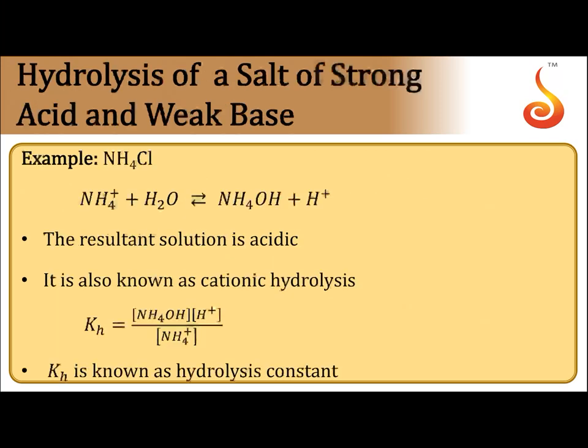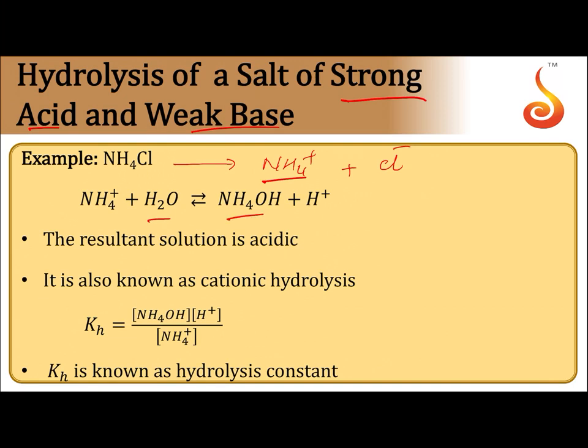Let us take one by one. Now let us take hydrolysis of salt of strong acid and weak base, say ammonium chloride. When you dissolve ammonium chloride in water, first of all it undergoes ionization. It gives rise to NH4 plus and Cl minus ions here.